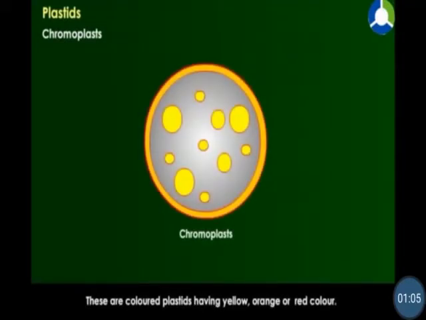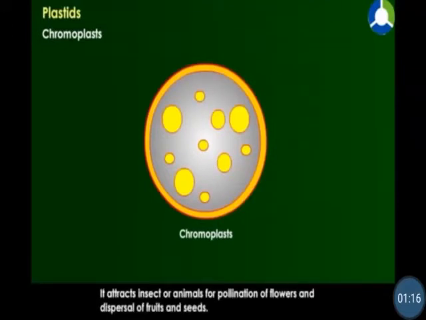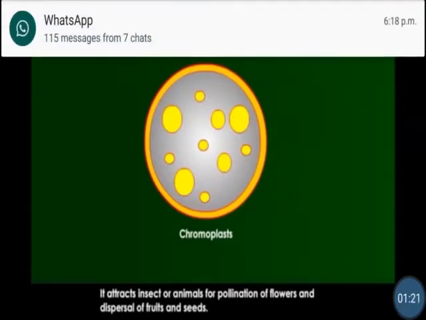And chromoplasts are the colored plastids, and they have yellow, orange or red color, and they are present in the petals of the flowers and ripe fruits. They attract insects and animals for pollination of the flowers and the dispersal of the fruits and seeds.